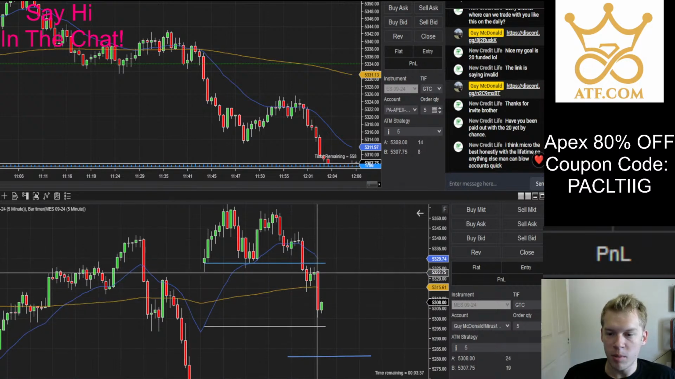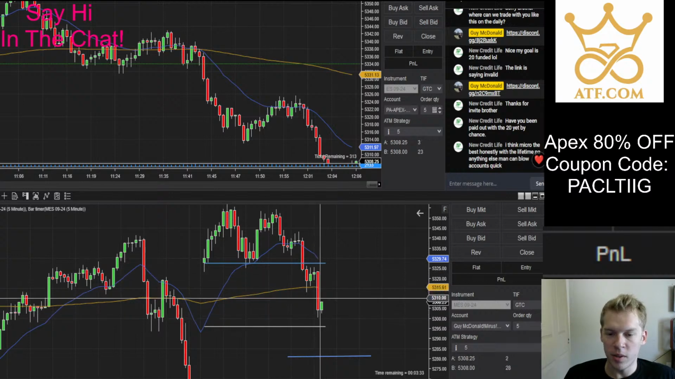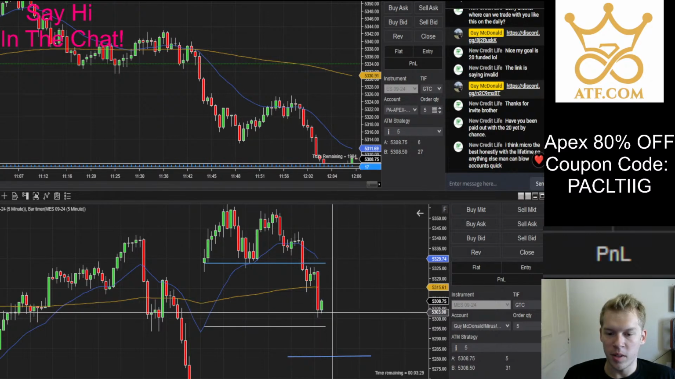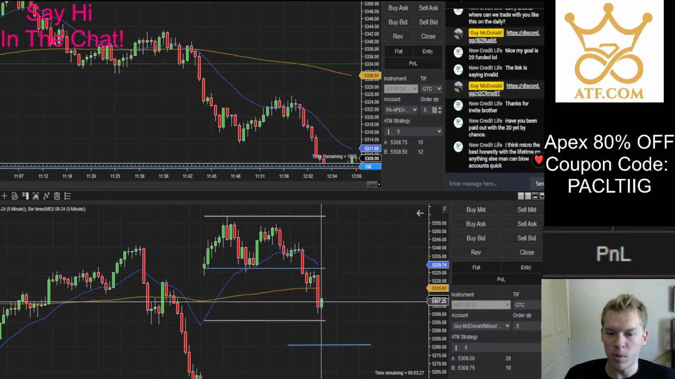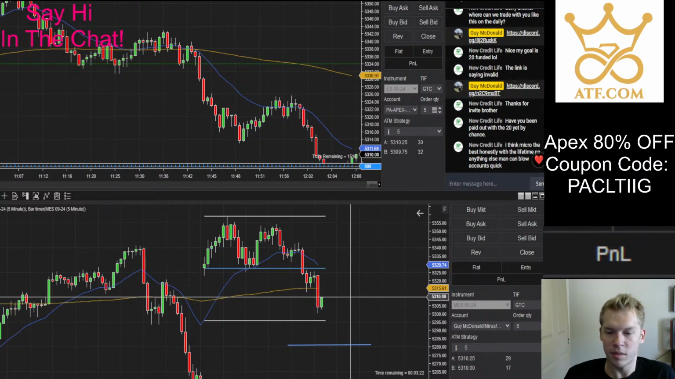So this was a large bear bar. It was 23 points down. It's probably going to be a little bit more down from this. We'll probably get at least a little bit more selling after this bar.